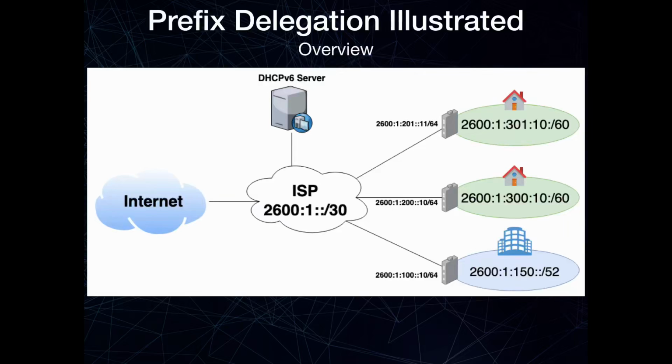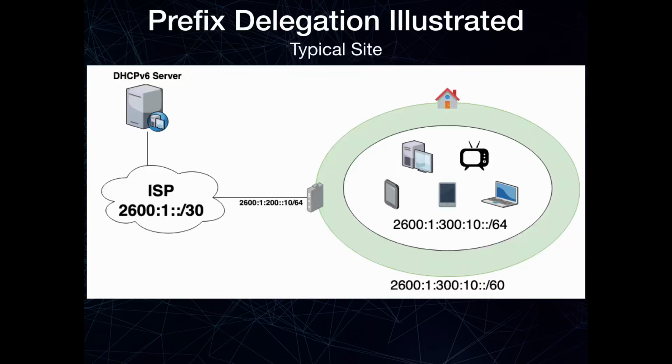Here is prefix delegation illustrated. We see that the ISP has a prefix of their own of 2600:1/30, and each site is given a /60, and that business down there has a /52. We'll zoom in a little bit, and we see that most customers only use one of their prefix delegated subnets, but that's how it works.